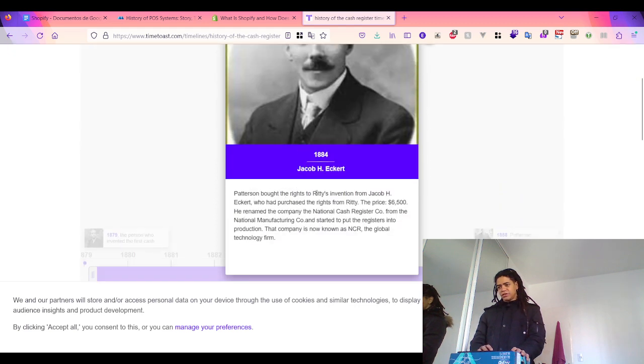Patterson bought the rights to Ritty's invention from Jacob H. Eckert, who had purchased the rights from Ritty. The price was $6,500. He renamed the company National Cash Register from the National Manufacturing Co. and started to put the register into production. That company is known as NCR, the global technology firm.